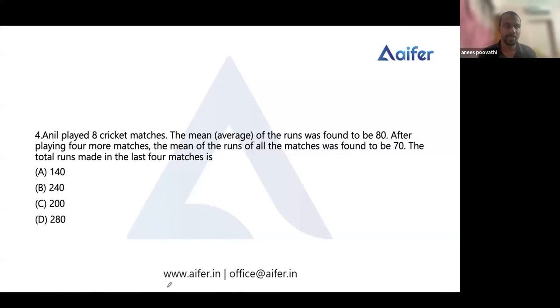Here also, you have to use the same concept of total value. Here, total value means the total runs. Anil played 8 cricket matches, and the mean average of the runs was found to be 80. Then he played 4 more matches.